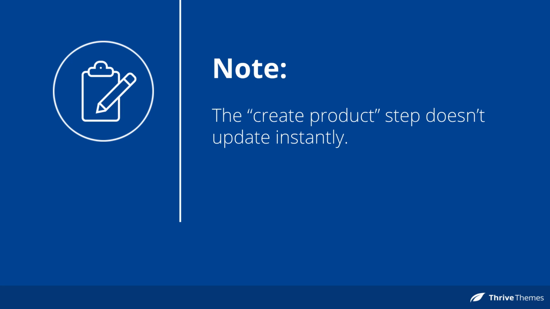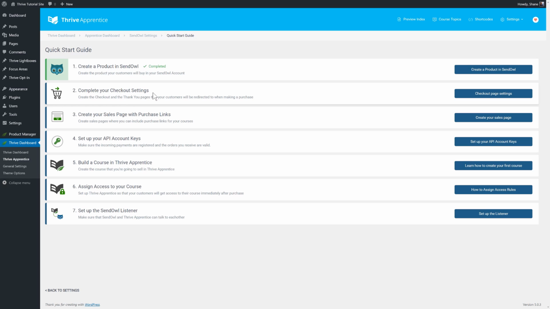A quick note about this. The first step doesn't update instantly as soon as you create a product in SendOwl, because there's not instant communication between your site and SendOwl. But just keep following the tutorial, and as soon as you get to a step where you refresh the product list, you basically tell Thrive Apprentice, go see what products are on SendOwl. As soon as you do that once, that step one in the quick start guide will also turn green and confirm that this step is done. But for now, just keep moving on. Then the next step is to complete the checkout settings.